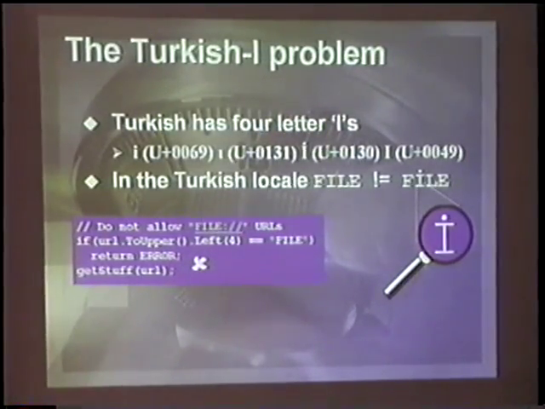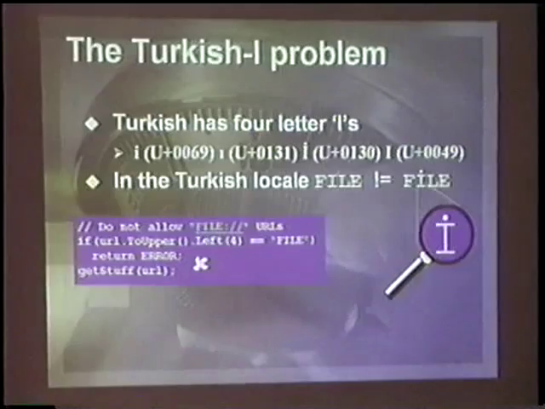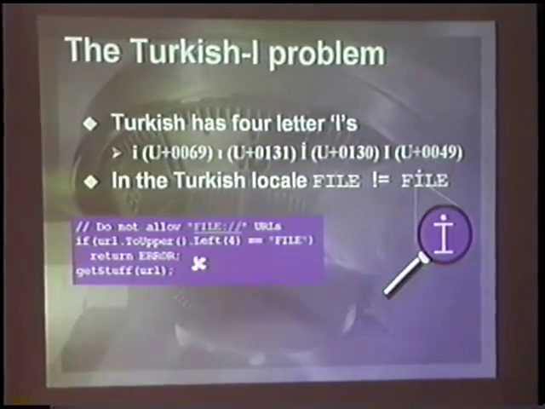So what they do is you uppercase it, and if you see the word file, then you can't do it. Well, in the Turkish locale, if someone makes a request for lowercase f, lowercase i with a dot above it, lowercase l, lowercase e, and you uppercase it, you end up with this over here. That is not the same as file without the dot above it. And so the string compare doesn't match, so now I have access to get stuff using the original URL, which is lowercase f, i, l, e. All because you're in the Turkish locale.